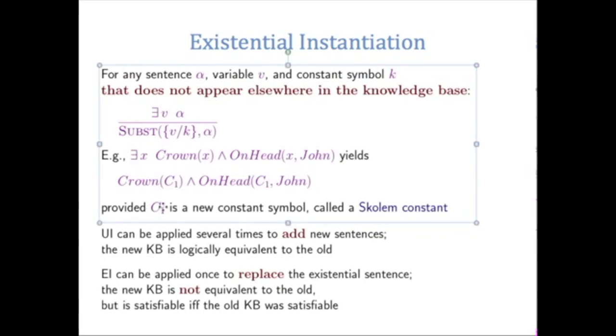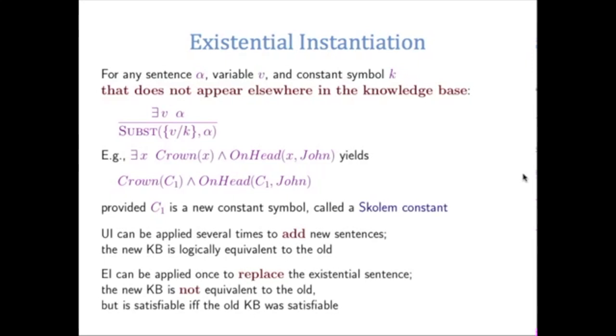And this made-up constant, C1, is called a Skolem constant. It's just a technical term, and it means a constant that doesn't appear anywhere else in the knowledge base, and it's basically an arbitrary constant which we're inventing.